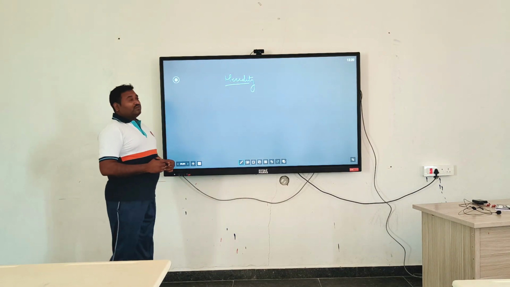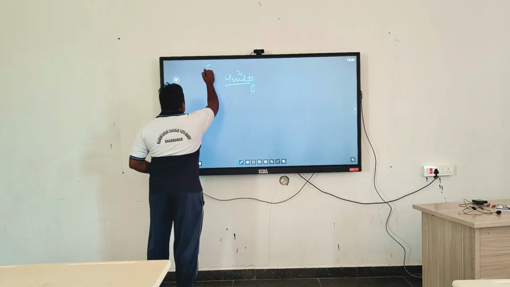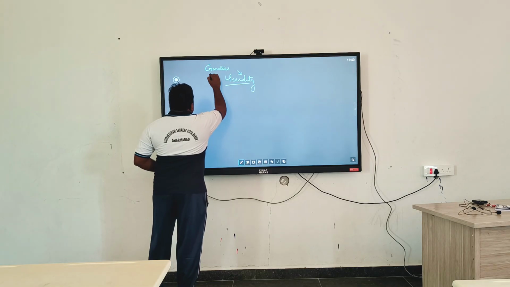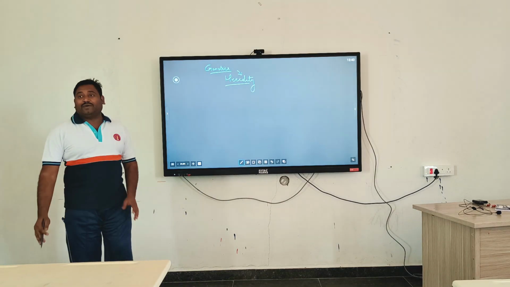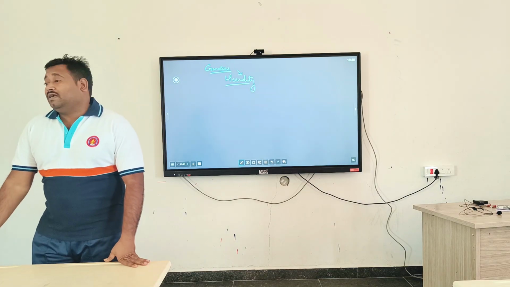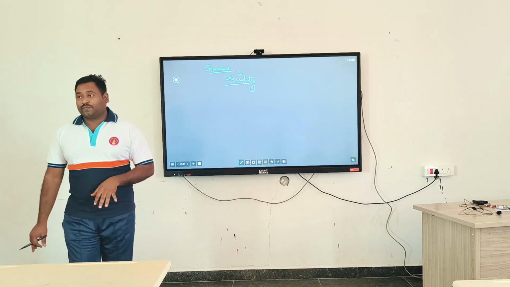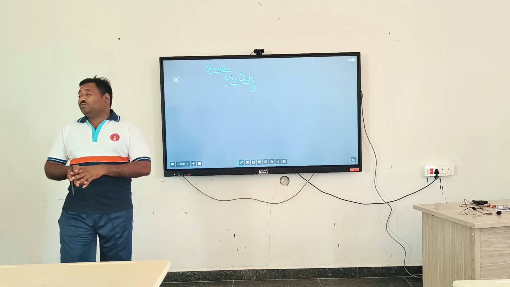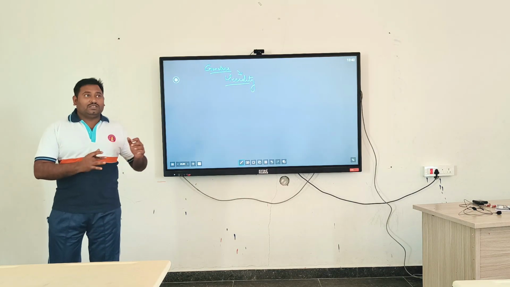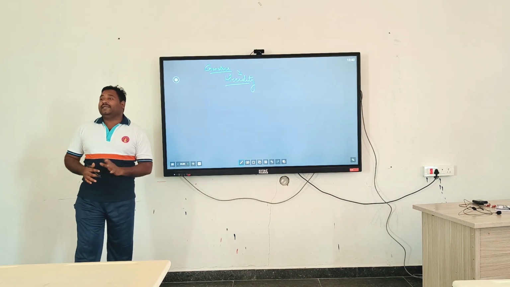First we have to understand how this heredity came. This heredity came from genetics. So what is genetics actually? Genetics is a branch of biology which deals with the study of genes, characters and the various types of laws given by Mendel. So who was the father of genetics? Gregor John Mendel.